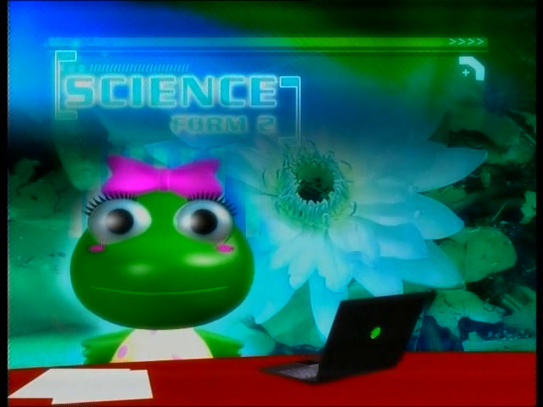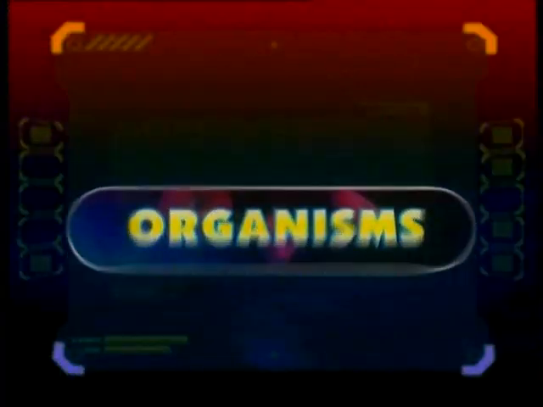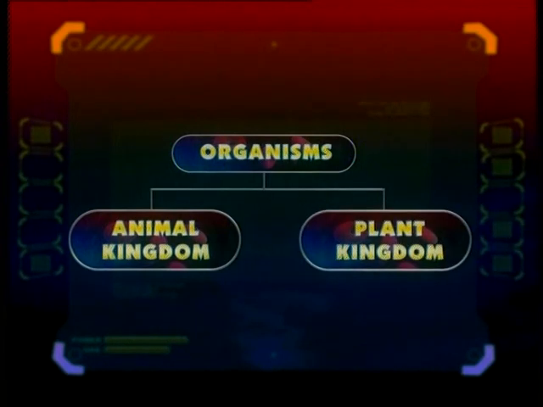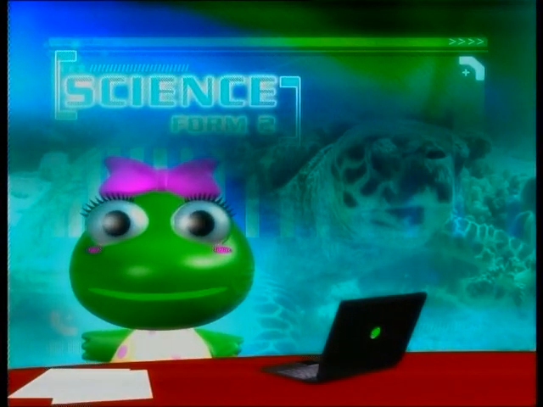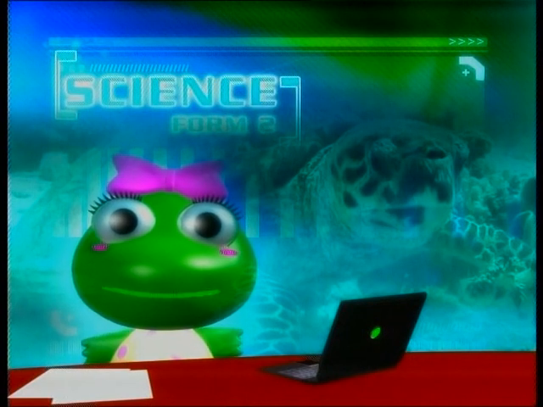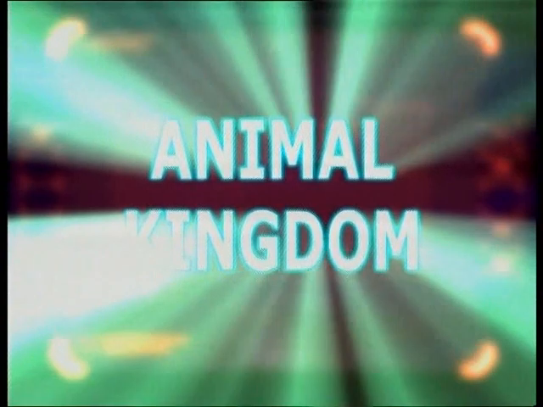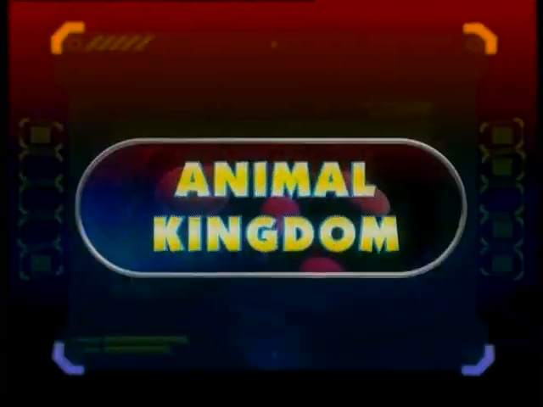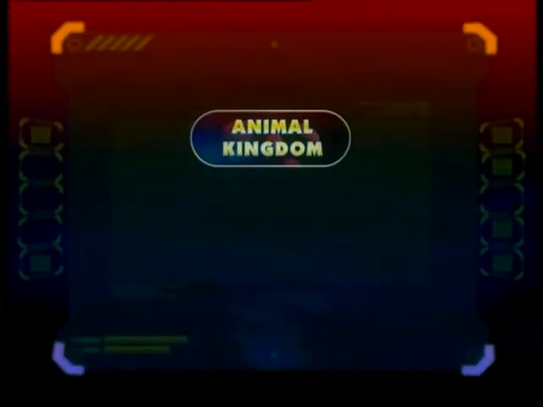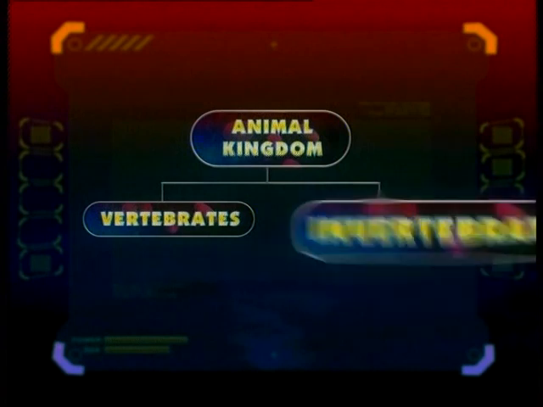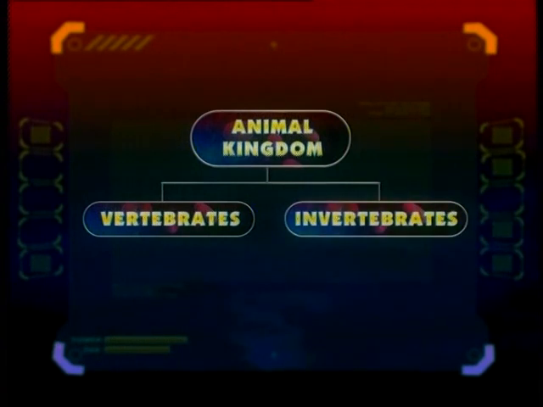Animals, plants. They are the animal and the plant kingdoms. For this program, we shall talk about the animal kingdom. The animal kingdom can be split up into two main groups: vertebrates with backbone and invertebrates without backbone.